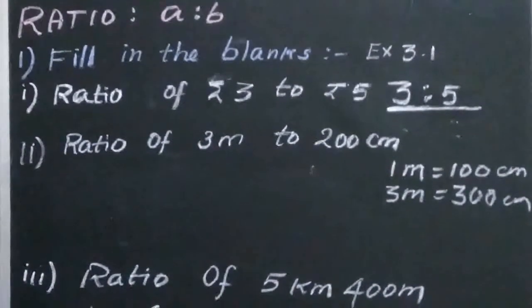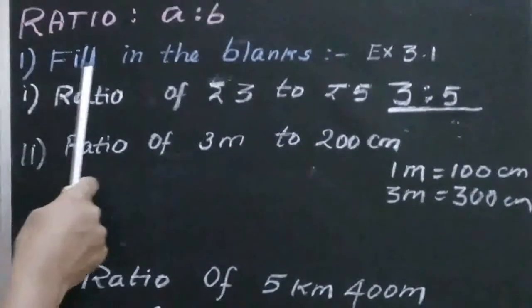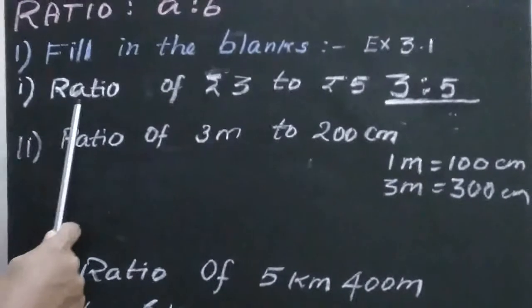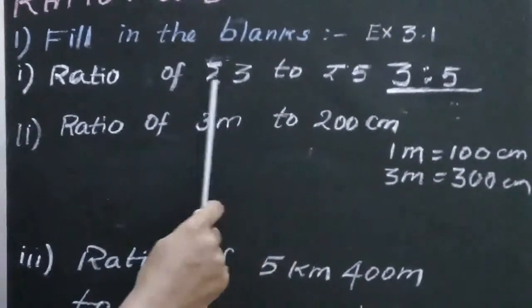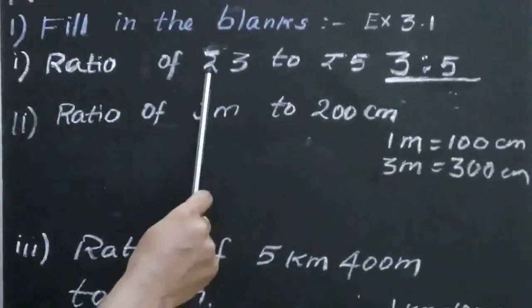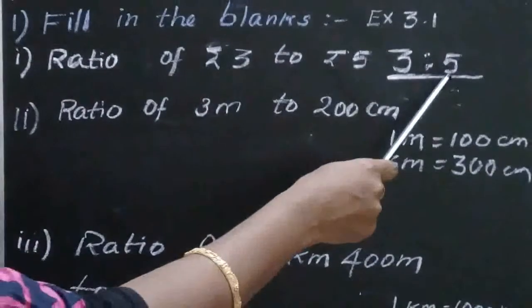Now let's move on to exercise 3.1. The first question, fill in the blanks. The first one, ratio of rupees 3 to rupees 5. Here the two units are the same units. We can write the ratio format as 3 is to 5.